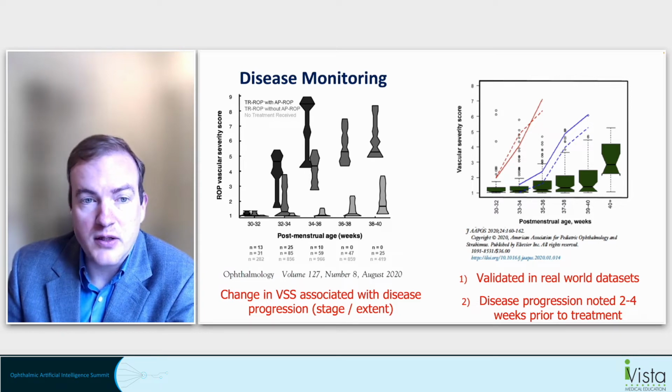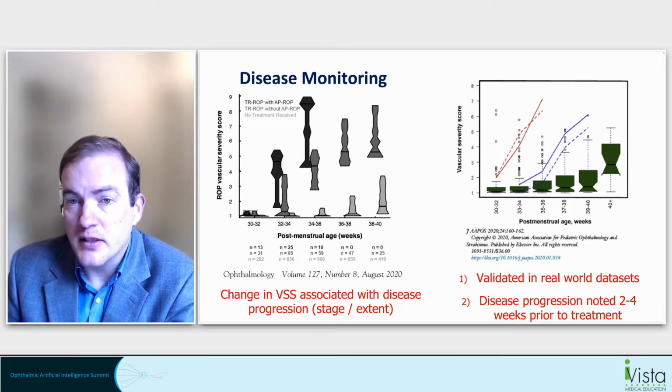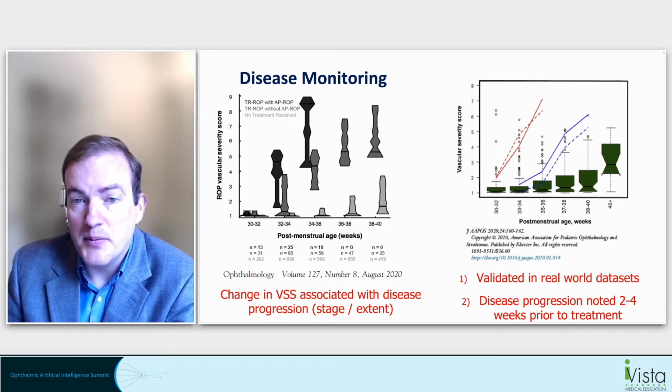We showed a few years ago that we can monitor babies and identify disease progression up to a month before they were diagnosed with treatment-requiring ROP. On the right, we looked in a real-world data set of the US telemedicine program and identified over 2 years, 2 babies progressed to require treatment, and both of them were identifiable prior to diagnosis.